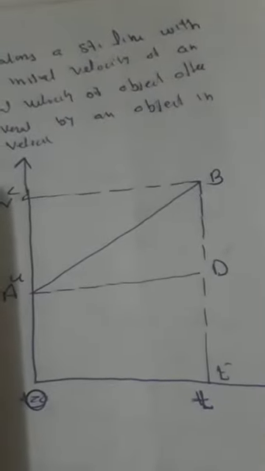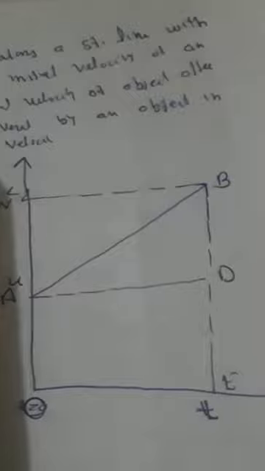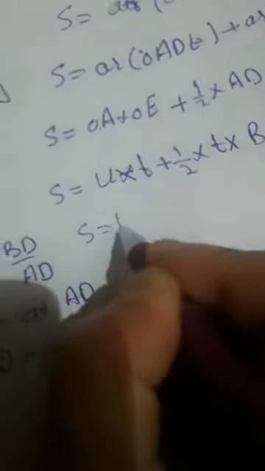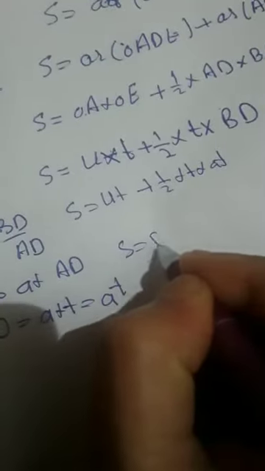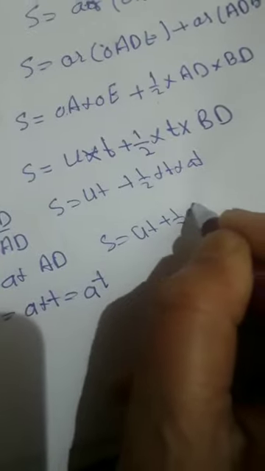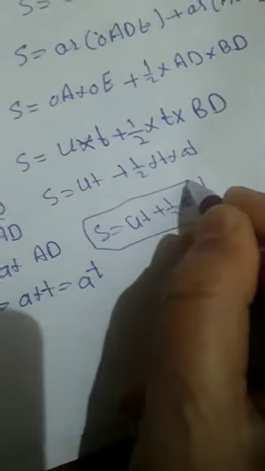When I substitute in the above equation, you know that acceleration is equal to the slope of the graph. Here acceleration is equal to BD divided by AD. This is the slope of the graph. But I have to find the value of BD. BD is equal to AD into A. AD is equal to OE, and AD is equal to time. That means BD is equal to AT. When I substitute in the above, I get S is equal to UT plus 1/2 of T, and the value of BD is AT. S is equal to UT plus 1/2 of AT square. This is another equation of motion.